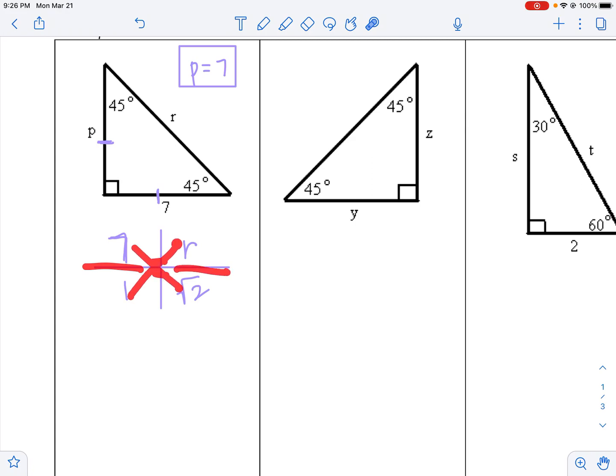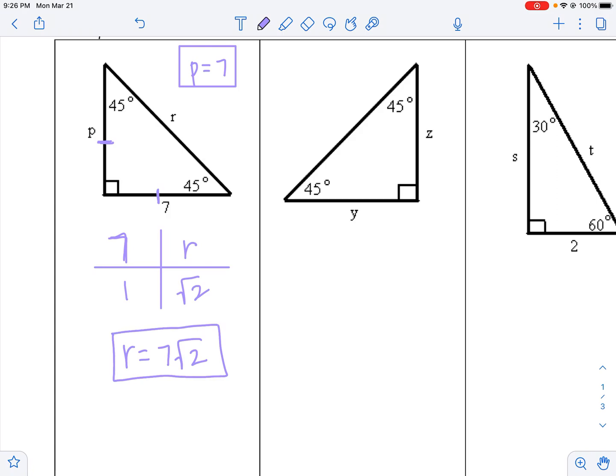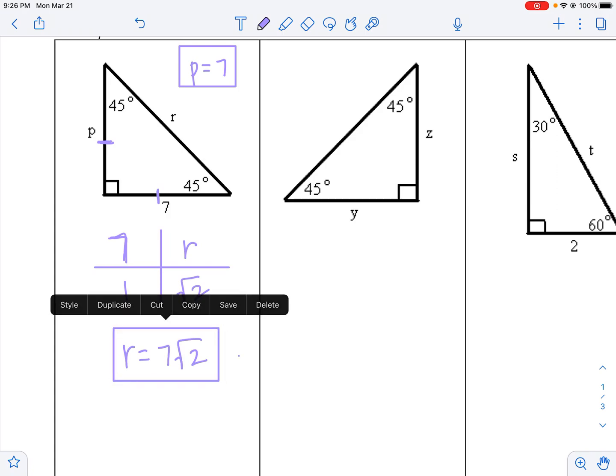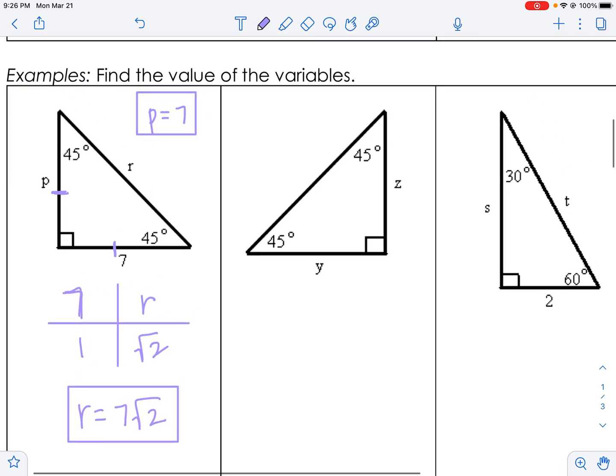7 over 1 would equal r over root 2, and then I'm just going to cross multiply. So r times 1 would be r, equals 7 times root 2 would be 7 root 2. Remember, in a proportion, I just have a fraction equals a fraction. I cross multiply, and then it tells me r is 7 root 2. I'm done. That's it. I don't have to divide anything out. It works out super nice and neat.